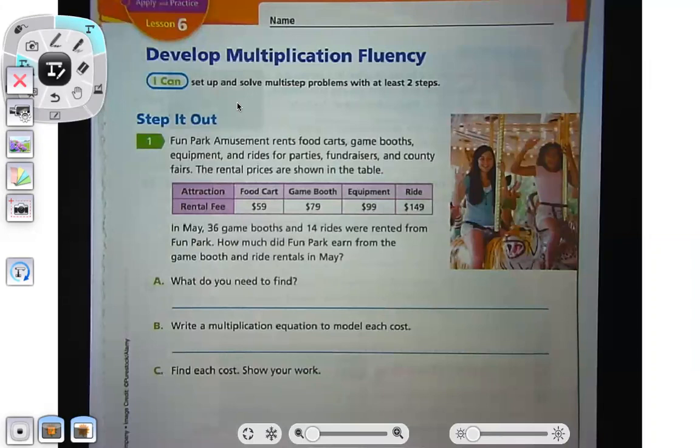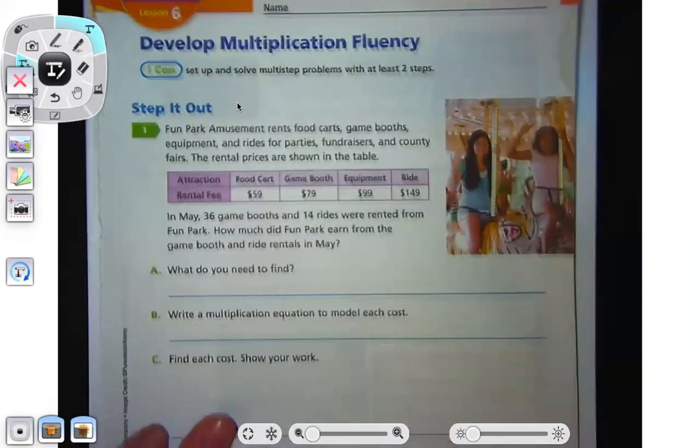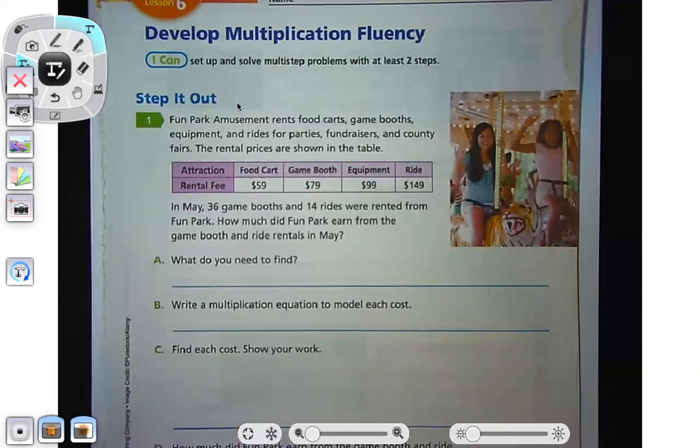So our I can statement, and if you are in the classroom or live, I'm going to be asking you what the I can statement is, why we read this every day. You've heard me say it probably many times. The I can statement is what you should know by the end of the lesson. So our I can statement today is I can set up and solve multi-step problems with at least 2 steps. That's kind of a big I can statement because in 5th grade, we work toward that all year long. So we're going to see that I can statement several times.